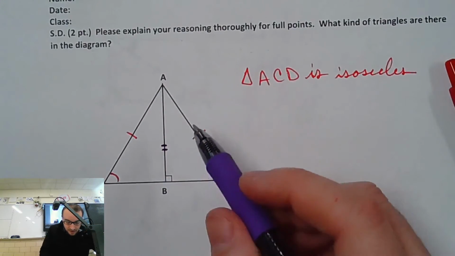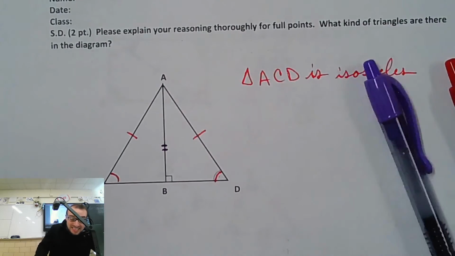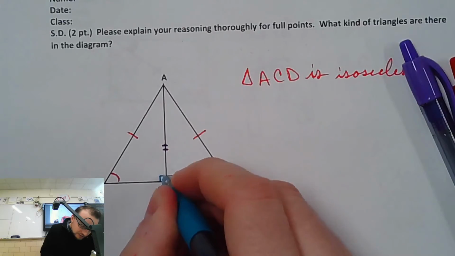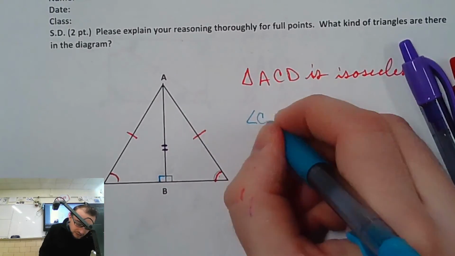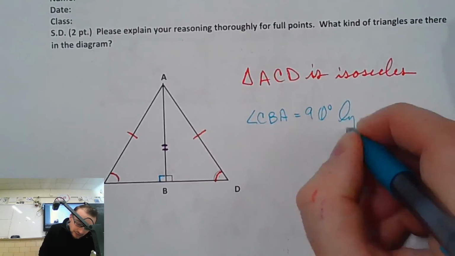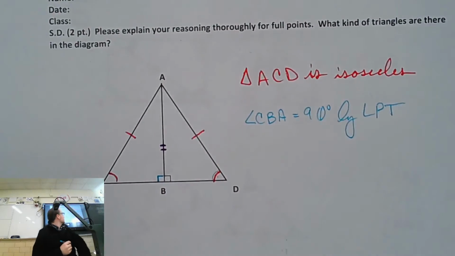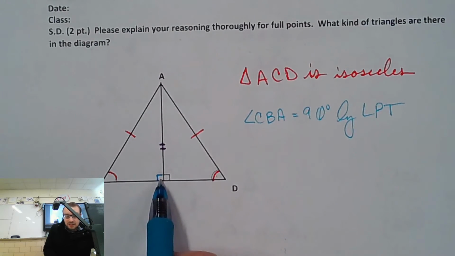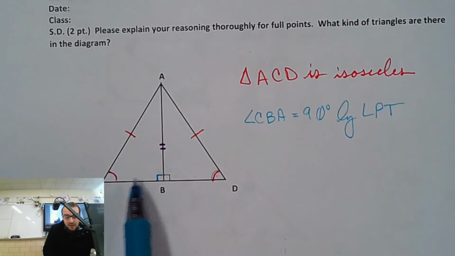And now if I do LPT, linear pair theorem, I can get this right angle down here. So I know that angle CBA equals 90 degrees by linear pair theorem. Right, this is a linear pair, two angles on a line. If that's 90, what's left over? 90. Right? So now I can do angle, angle, side.